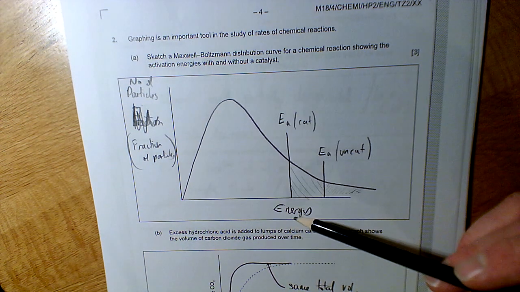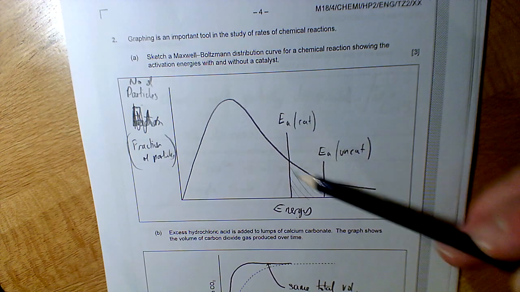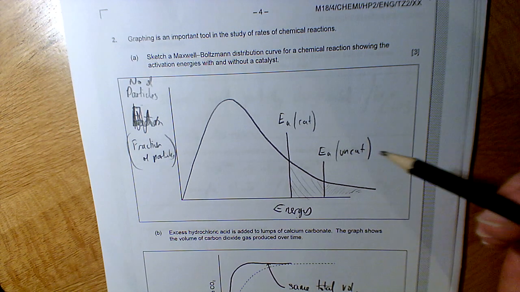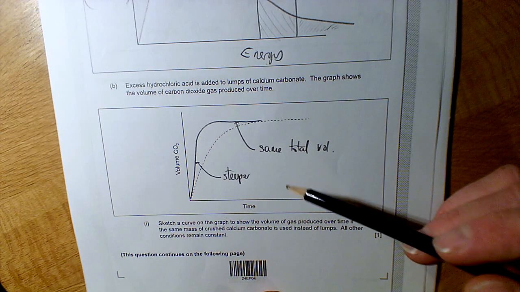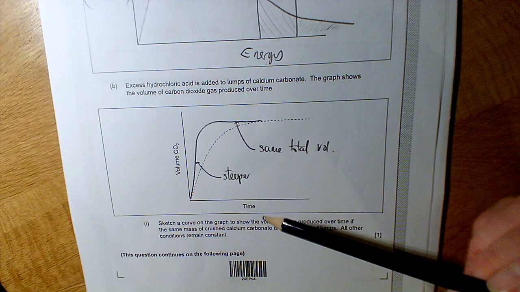You get a mark for getting the axes labelled correctly, you get a mark for the correct shape of the curve, and you get a mark for labelling these two correctly. This question was done very well. I'm not going to spend very much time on this either.